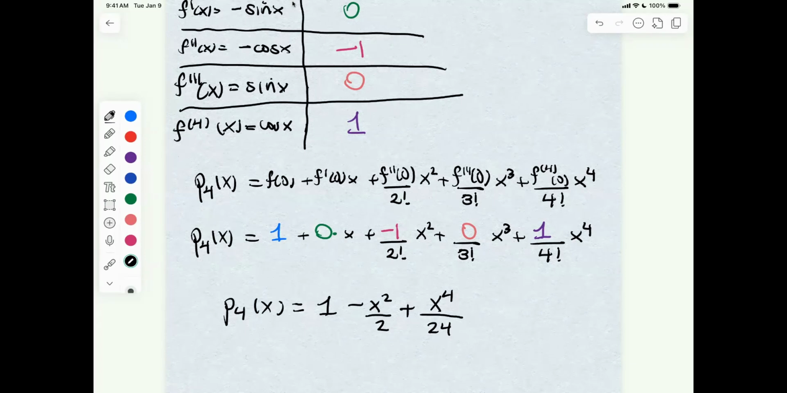What is nice about this polynomial is that it only has even powers of x. Cosine is an even function, so that's not a coincidence, right? It's because we are exploiting the fact that it's even with respect to x equals 0. That's why x equals 0 is a useful number to use here. So only even powers appeared in the cosine function, right?